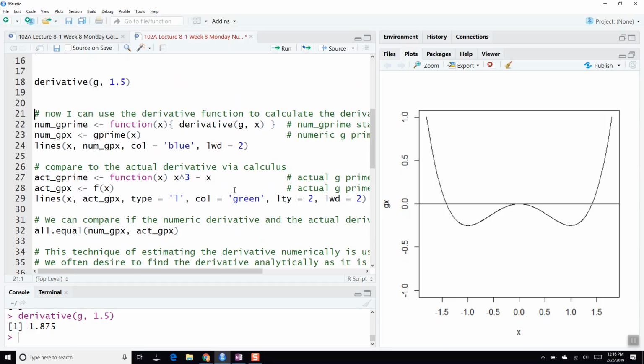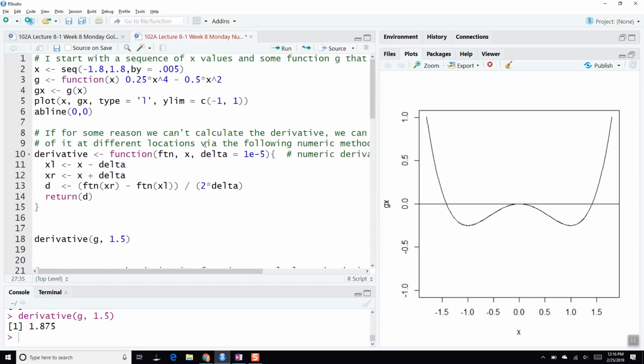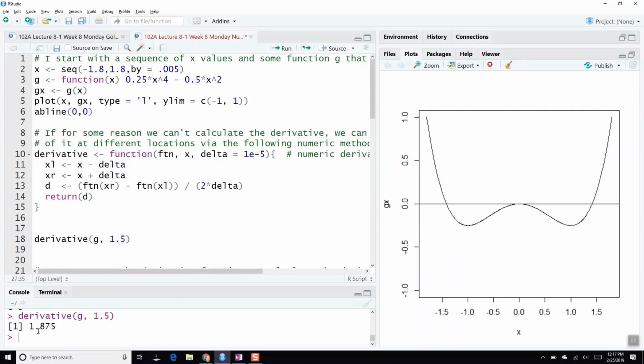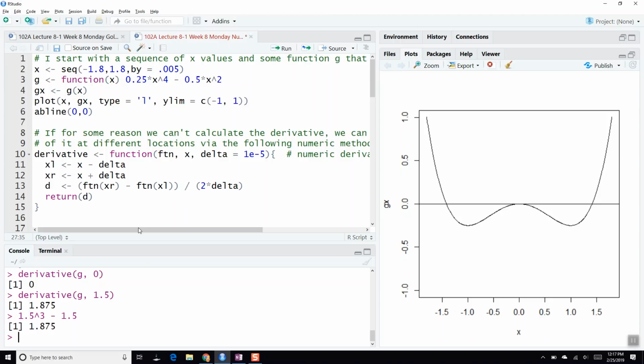Okay, and we can actually compare, because we can do the calculus. From calculus, we know that g prime of x is going to be x cubed minus x, right? And so I could say, well, what's g prime of 1.5? This will be 1.5 cubed minus 1.5, and if I do that, 1.5 cubed minus 1.5 gives me 1.875. So my thing's giving pretty good values here.